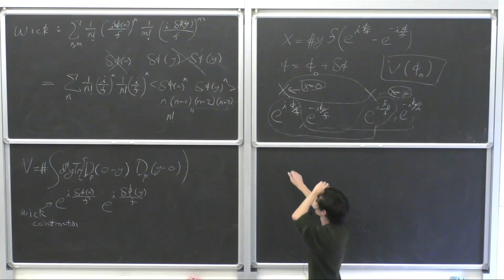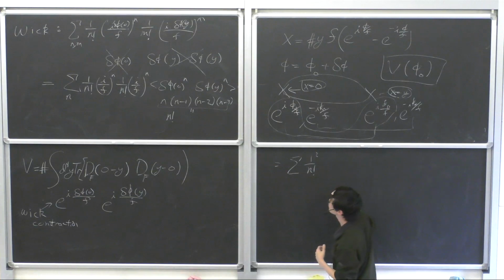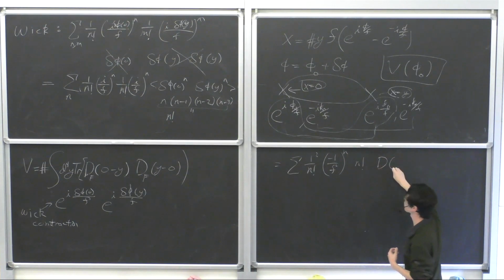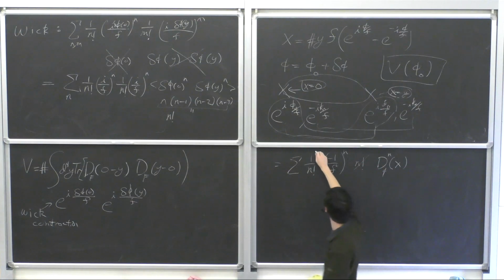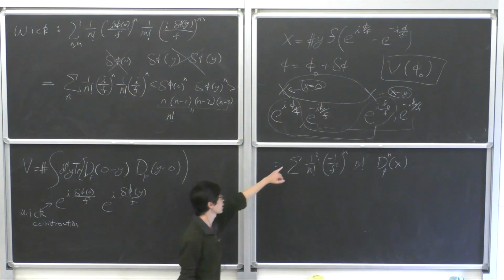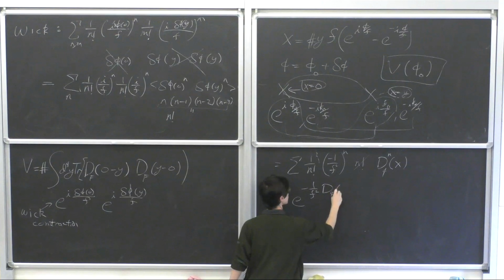Okay, so the Wick contraction stuff is 1 over n factorial squared. I squared is minus 1 over f squared to the n. We have an n factorial, and we have n contractions of x to the nth power. This is a scalar. And now notice that this sum is an exponential, right? It's a 1 over n factorial stuff to the nth power. So this is equal to e to the minus 1 over f squared times d of x.